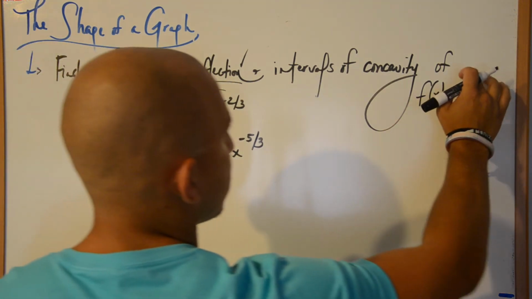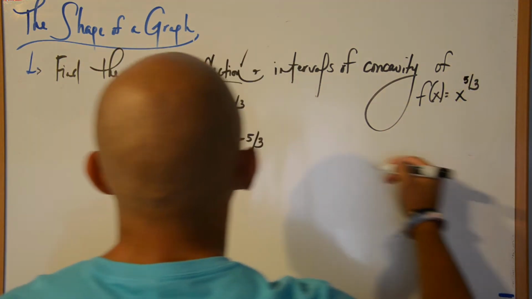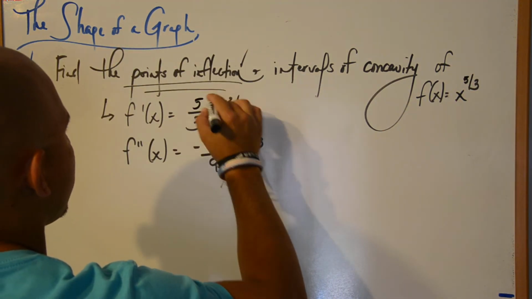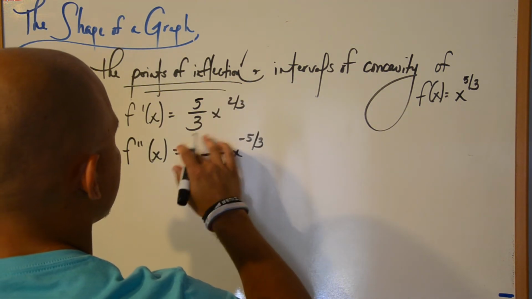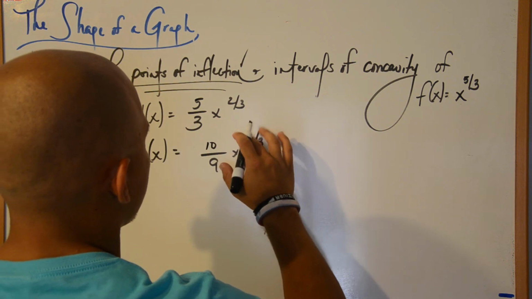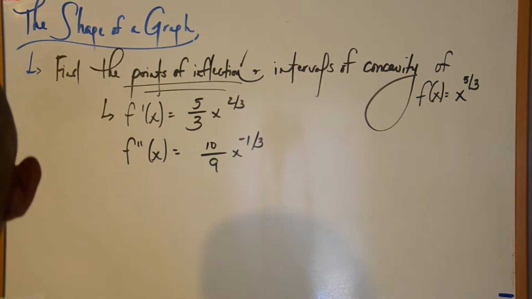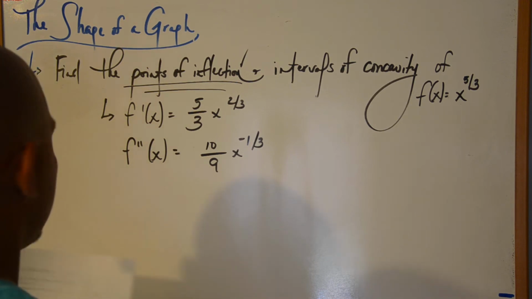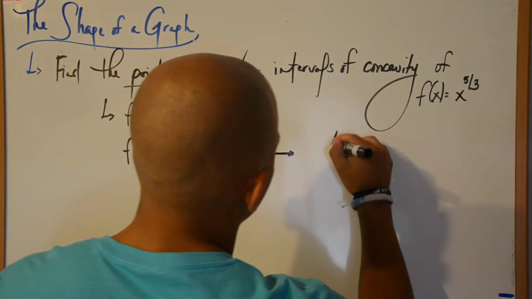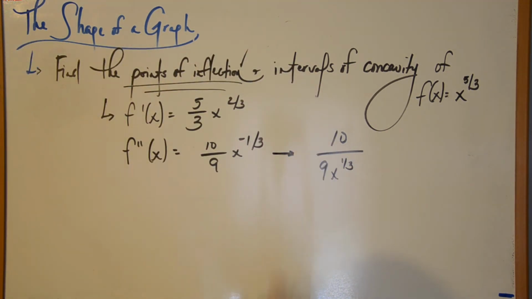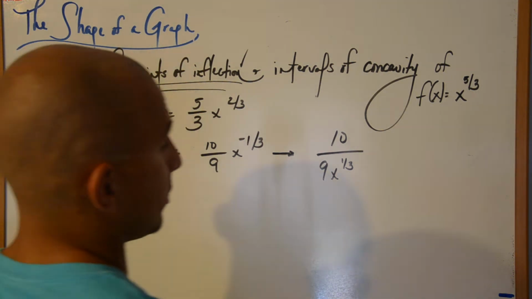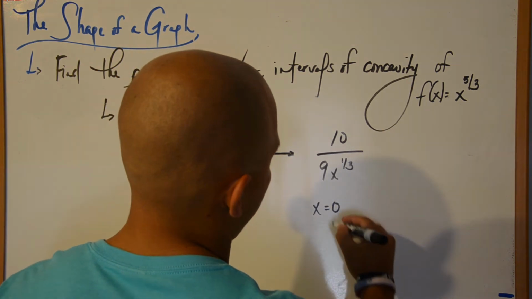Oops, messed that up. Look at me. 5/3. This should be positive. This should be 10/9. And now we should have negative 1/3. Okay, sorry for that. So if we do a rewrite here, we can see that we have a rational function for the second derivative, which will be undefined at x equals 0.